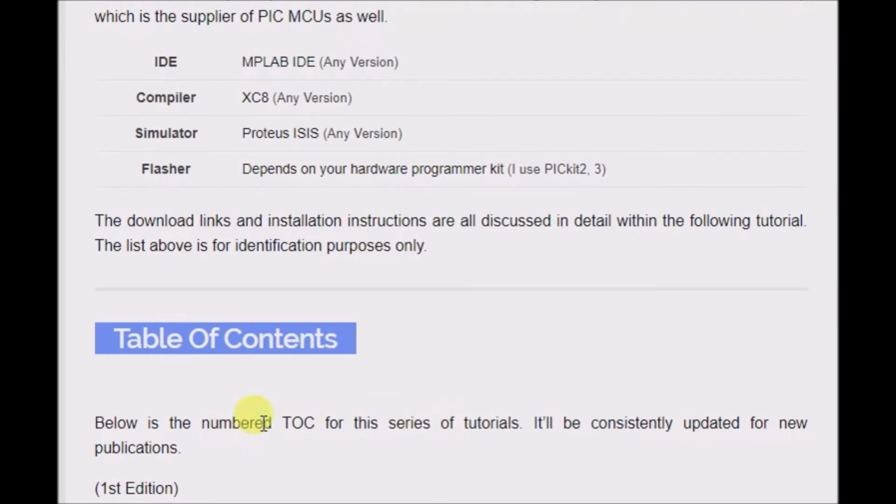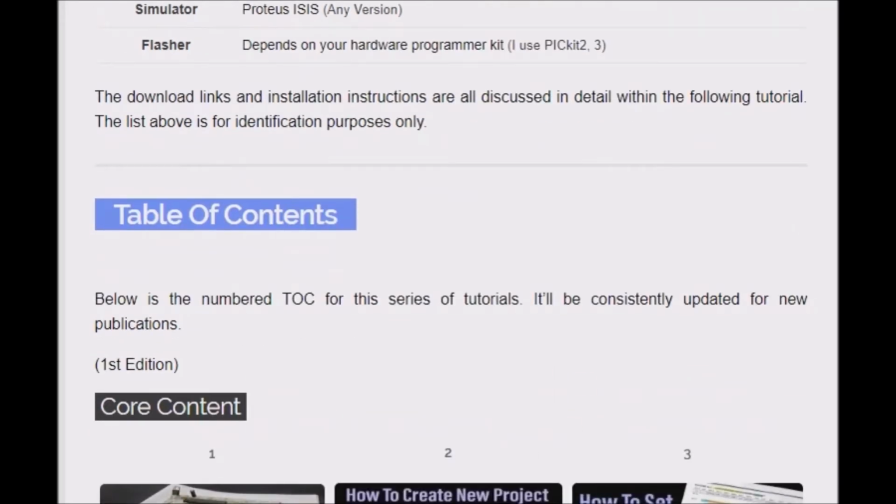Table of contents. Below is the numbered table of contents for this series of tutorials. It'll be consistently updated for new publications.